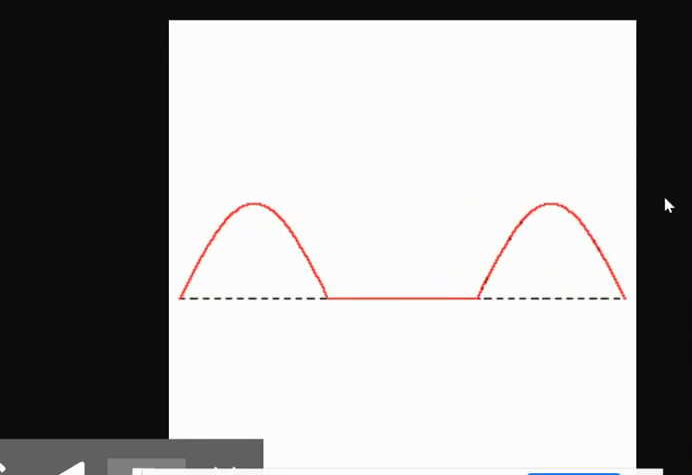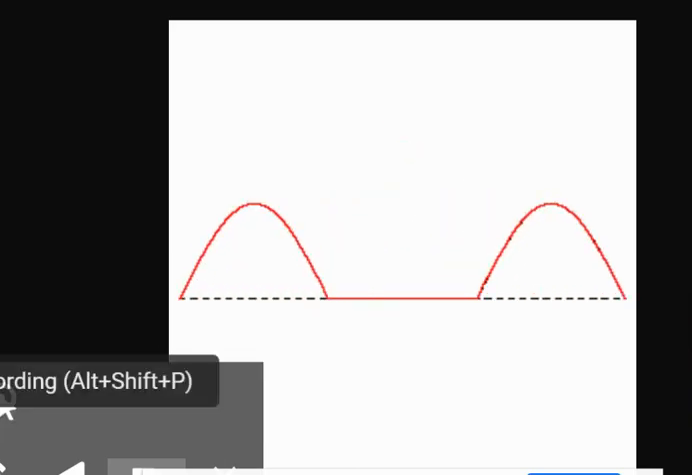So we're going to talk a little further about the different types of interference, but interference happens when two waves meet and they become superpositioned, or they become added together. So two waves meet and they're added together.